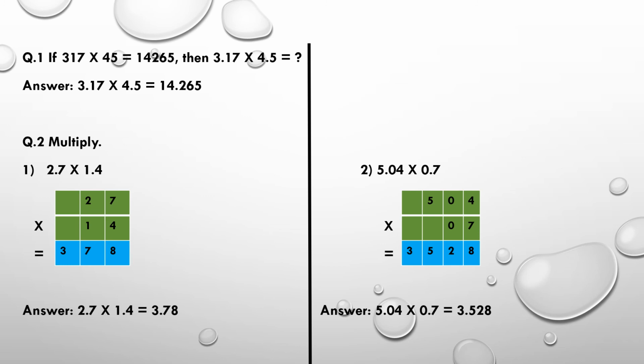Second, 5.04 into 0.7. Again we will not use the decimal point for multiplication. So 504 into 7 is equal to 3528. So the answer will be 5.04 into 0.7 is equal to 3.528.